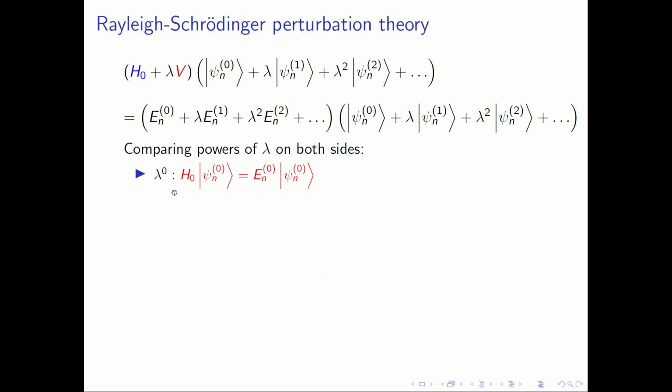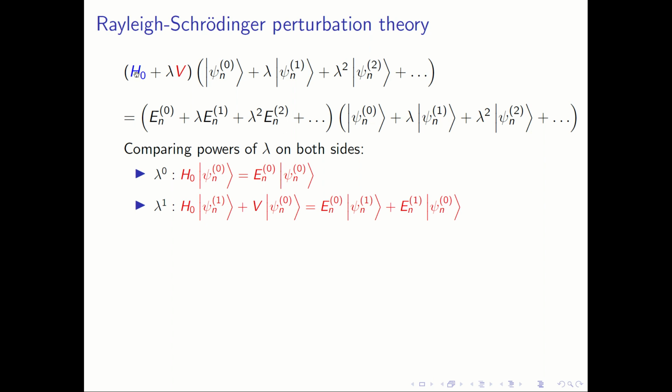By comparing lambda to the 1, well, you get lambda to the 1 in two ways on the left hand side. You get it from H0 acting on psi 1 and V acting on psi 0. That's the left hand side. What about the right hand side? You get lambda to the 1 by taking En 0, which has no lambda, times psi 1, which has exactly 1 lambda with it, plus En 1, 1 lambda, times psi 0, no lambdas. So matching them both, this is the equation that you get from the first order perturbation term, lambda to the 1.